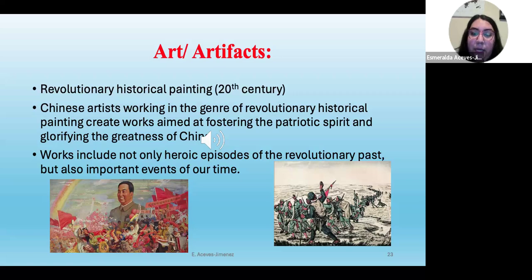Here we can see, from the left to right, this is the Great Proletarian Cultural Revolution and a mass revolutionary celebration. And then on the right, this is the Long March. So the majority of Chinese art is pretty much a symbol of their history.